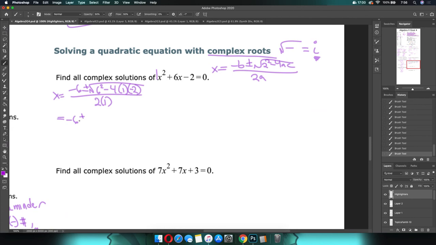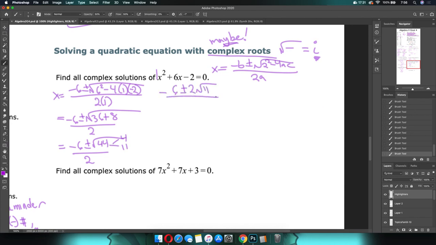Negative 6 plus or minus, what is 6 squared? That is 36. Double negative is a positive. Oh, okay. So this is a maybe, because not all of them apparently are going to give this to you. 4 times 1 times 2 is 8, all over 2 times 1, which is 2. So negative 6 plus or minus, what is 36 plus 8? 44 over 2. 44 is 4 times 11. So negative 6 plus or minus 2 root 11 all over 2.